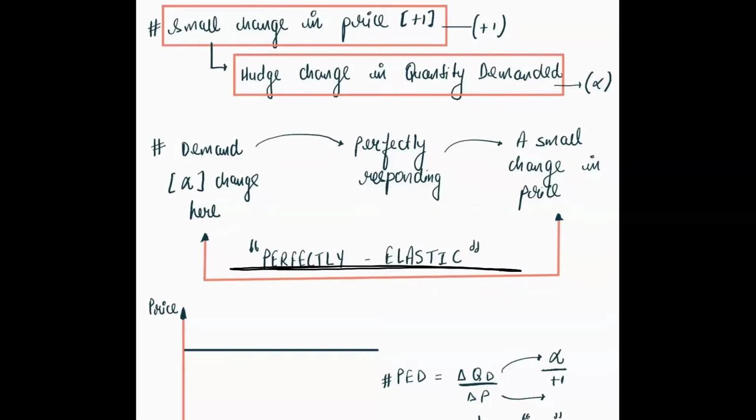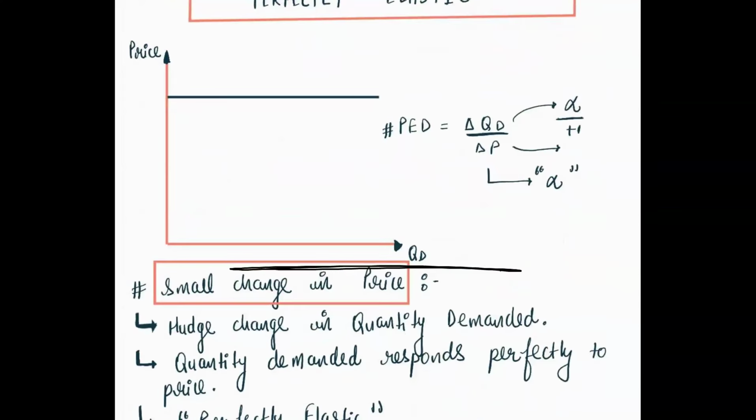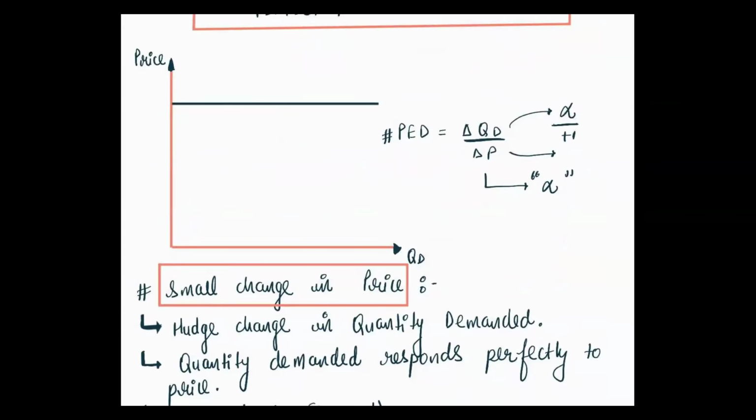So when you study this, what is the value of PED? What is the formula of PED? PED means price elasticity of demand, the change in quantity demanded divided by the change in price. So the change in quantity demanded is infinite, meaning all of the people, we can take this huge number as infinite, and there is a very small change, that is +1. So the value of PED is infinite.